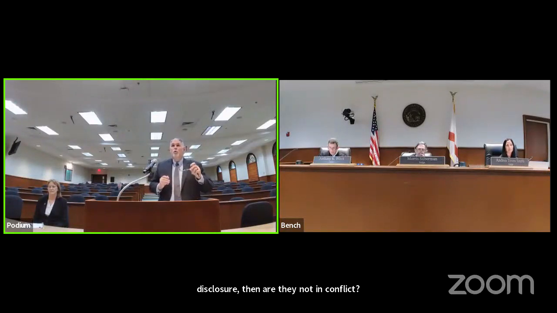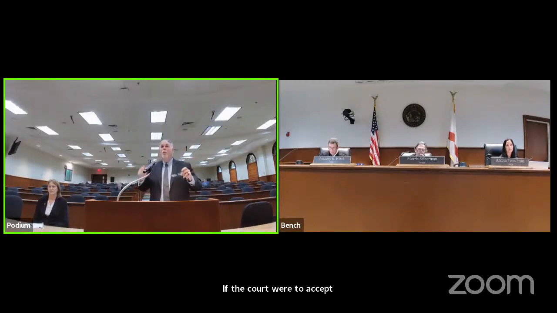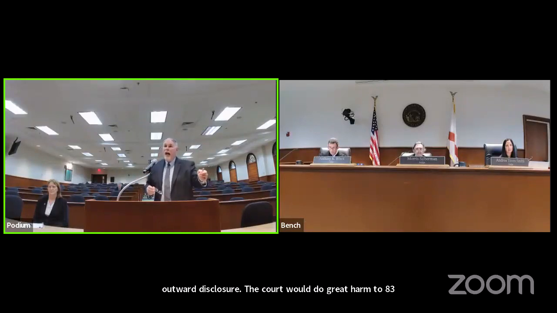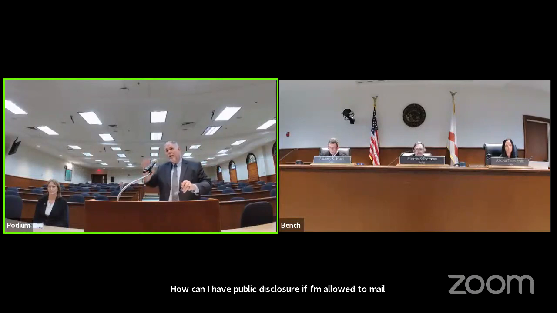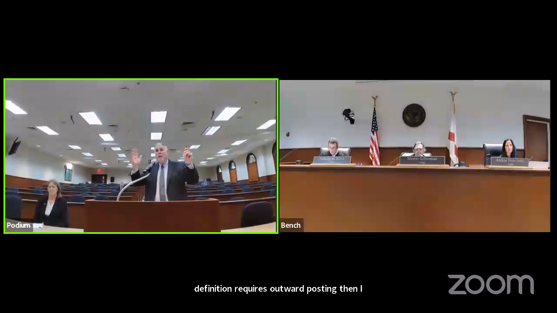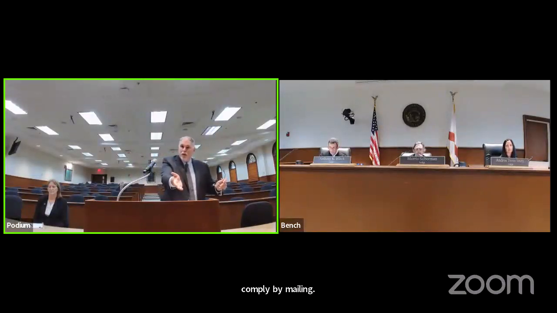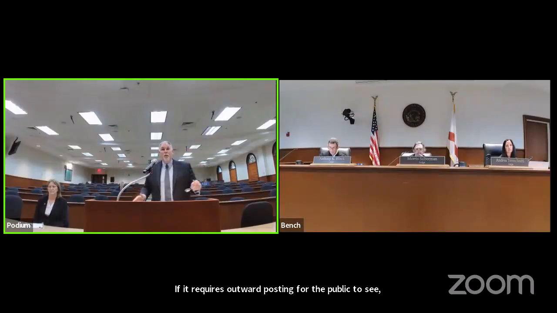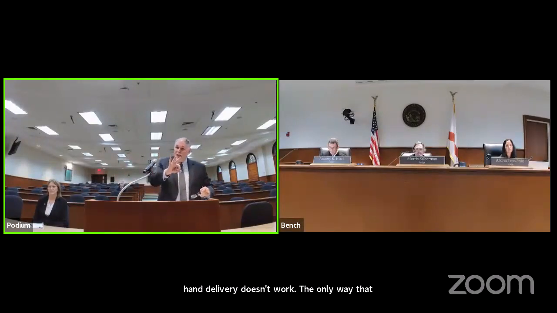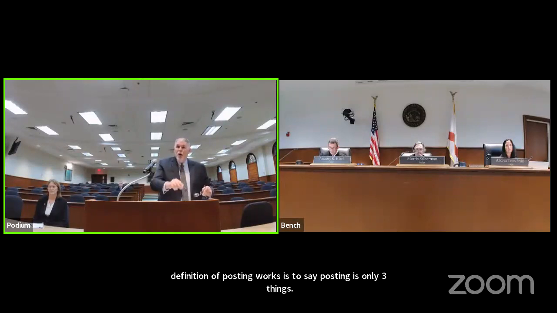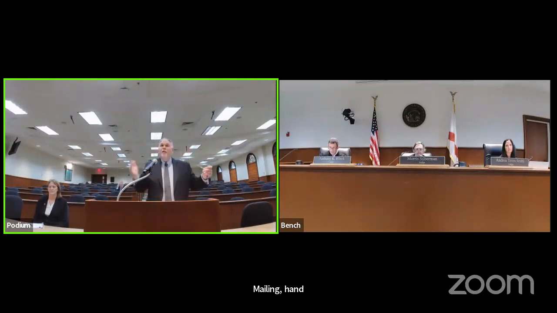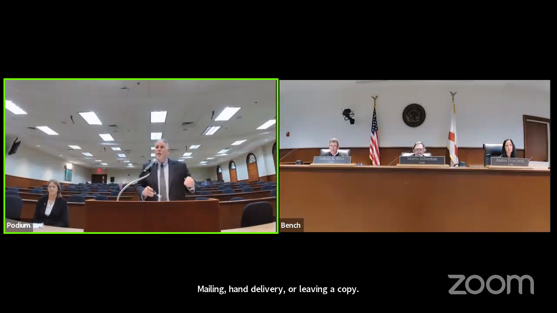If the court were to accept a definition that requires outward disclosure, the court would do great harm to 83.56(4), which says you can mail. How can I have public disclosure if I'm allowed to mail it? I'm allowed to mail this notice. There's no public disclosure, but if the court says the definition requires outward posting, then I can never comply by mailing. If it requires outward posting for the public to see, hand delivery doesn't work. The only way that the definition of posting works is to say posting is only three things: mailing, hand delivery, or leaving a copy.